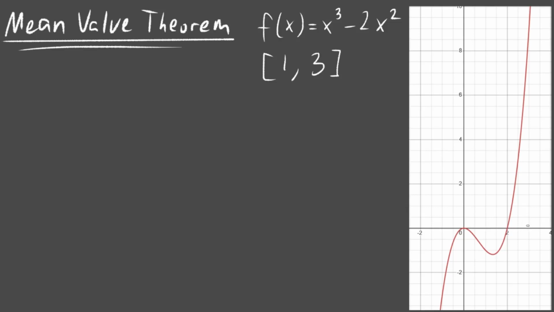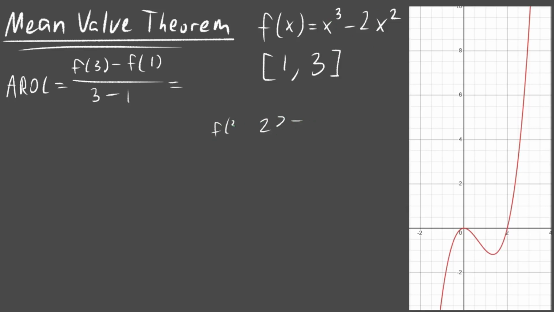So to find this average rate of change, I'm just going to write average rate of change. This is going to be the change in y, which I can describe as f of 3 minus f of 1, and then I'm going to divide that by the change in x. This would be 1 over here. So I'm going to evaluate this function at these values. At 3, that's going to give me 3 to the third, that's going to be 27.